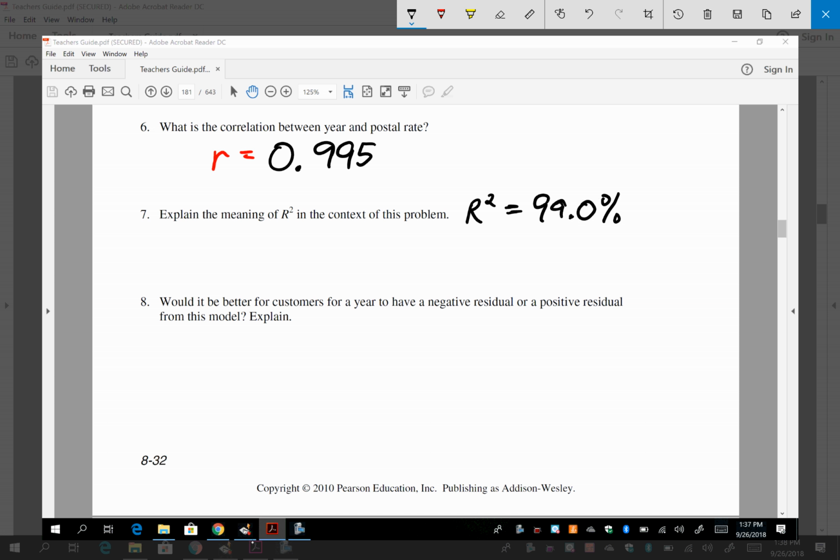99.0%. Okay? Now the statement here, just like it was yesterday, is 99.0%.